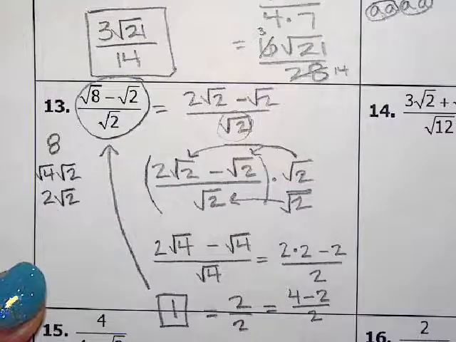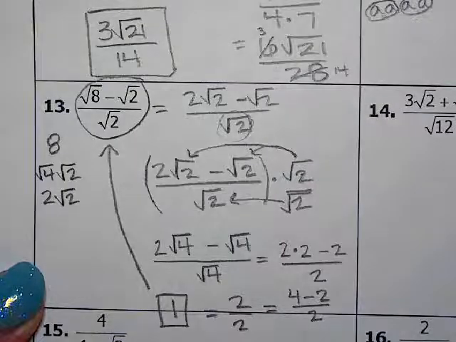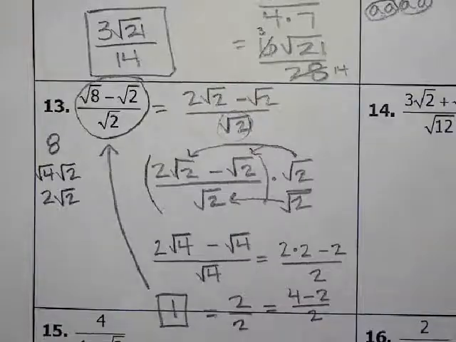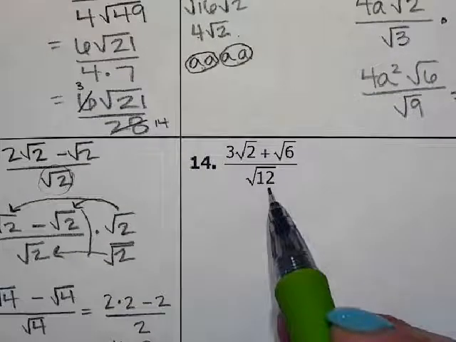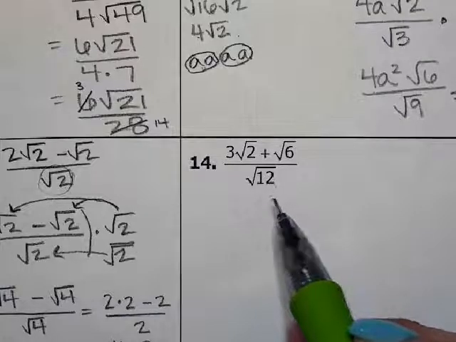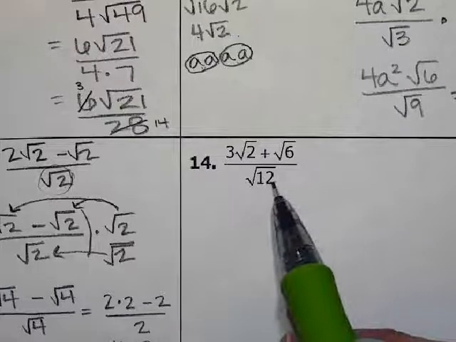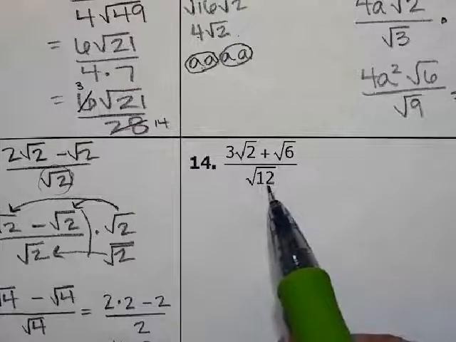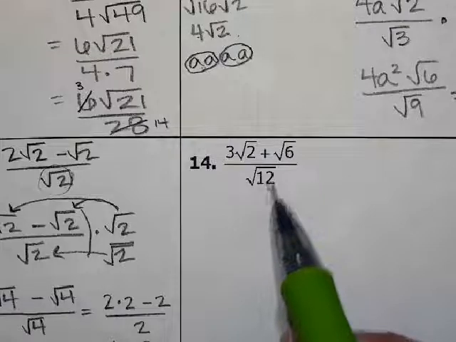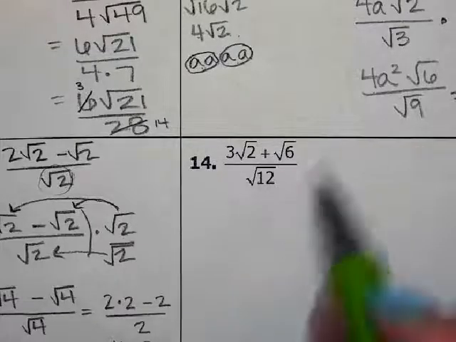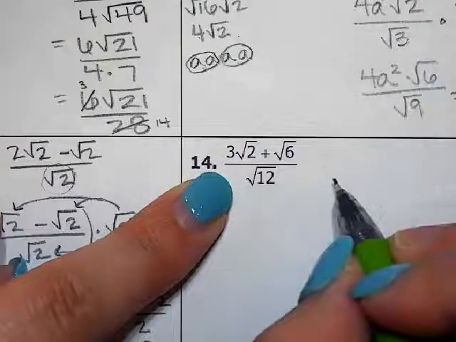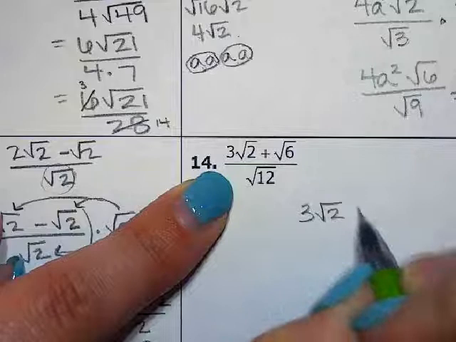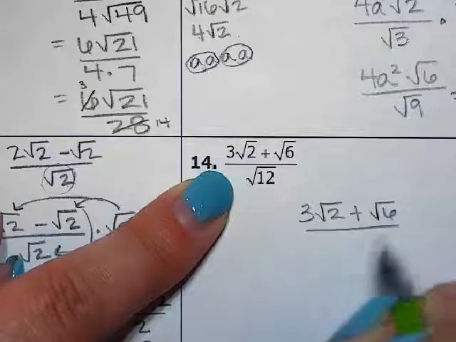Alright, now for this problem, root 12 on the bottom can be simplified. I am not a fan of simplifying the problems that I'm going to be rationalizing, so I'm not going to worry about simplifying the 12 before I rationalize it. I don't like doing that. So I'm just going to start off by writing this problem and getting ready to multiply by 1. I could already tell the 2 and the 6 are simplified already, so I'm good to go there.